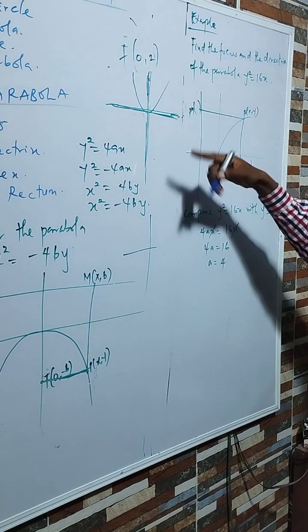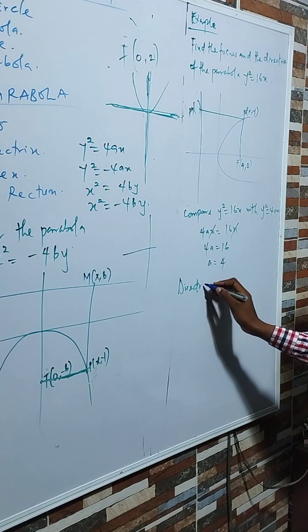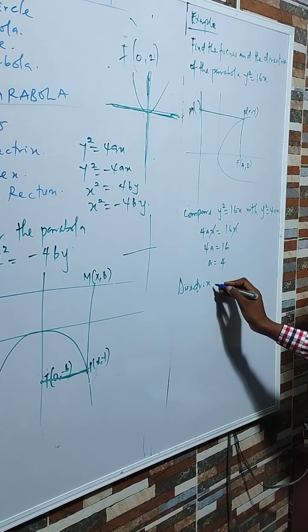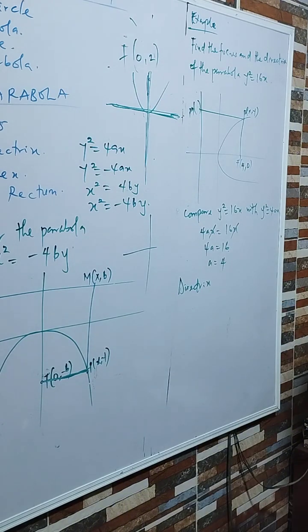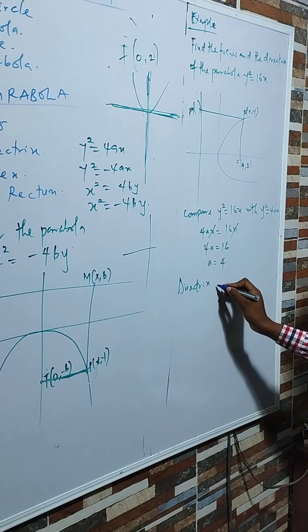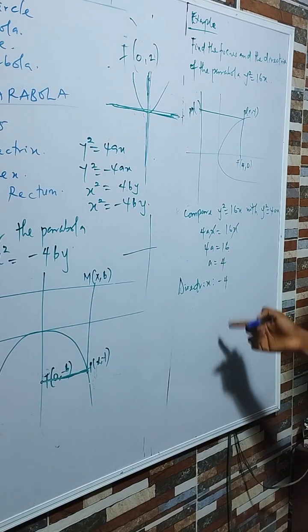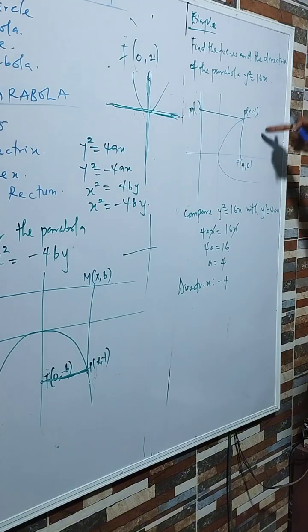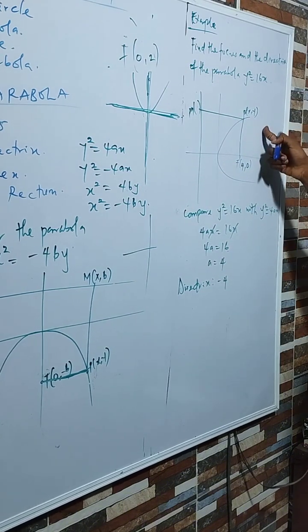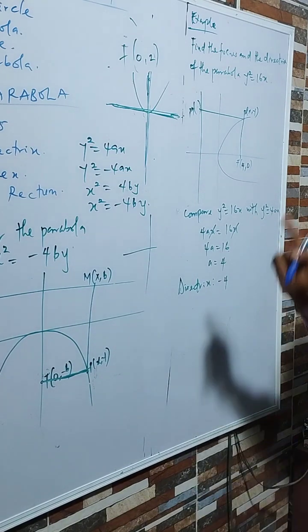So by the directrix, we are saying that our directrix, of this form, has always been x equals to minus a. So in that case, the directrix will be equals to minus 4. So that is the directrix of this particular question, knowing fully well that we are saying x when we are dealing with y square is equals to 4ax, or y square is equals to minus 4ax.